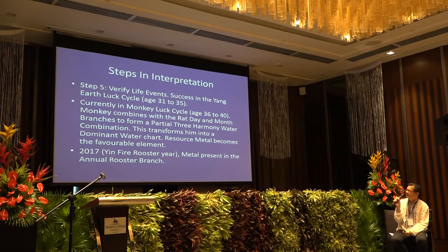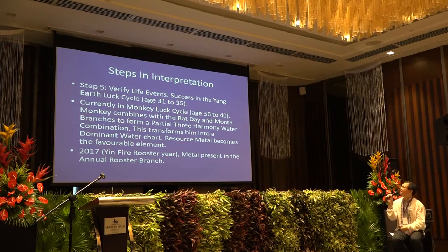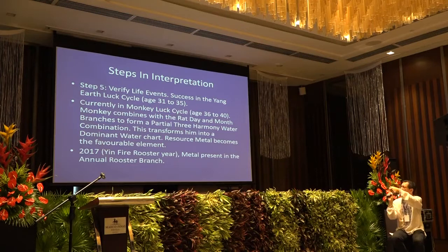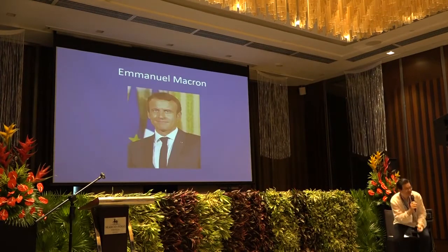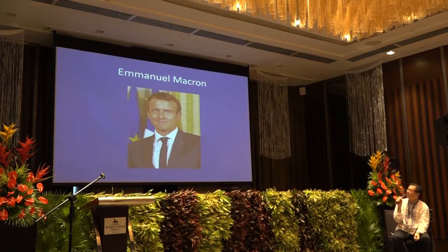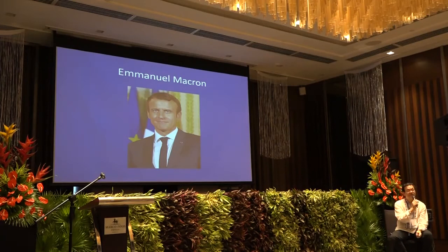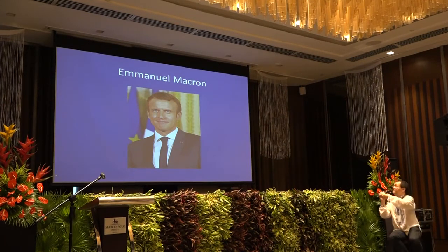In 2017, the favorable element metal is present in the annual rooster branch. So that brought him a lot of success. Right, so this man is Emmanuel Macron, President of France. So there you go. Competitive charts, good as politicians and athletes. So this one's a good politician. A lot of other favorable things in this chart, but in the 45 minutes that we have, we'll just look at the pattern first.